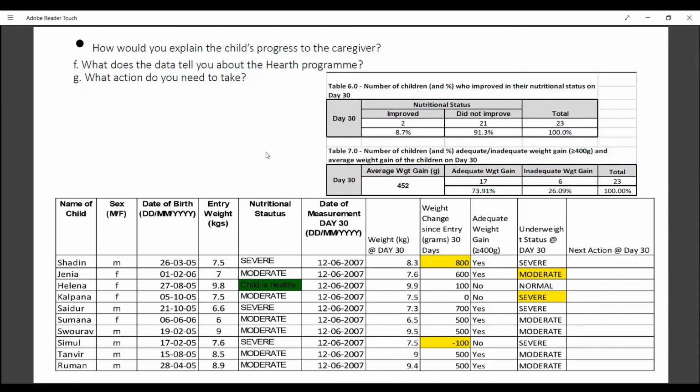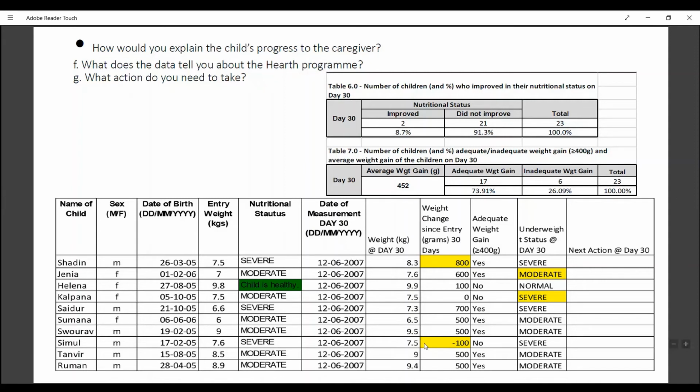So what does the data tell you about the HEART program? We can see here that the average weight gain is good, and most children have been gaining 400 or more grams. So probably for this HEART session, we will continue monitoring. But always keep in mind that you need to follow up with some of the children who have not been gaining weight or even losing weight.